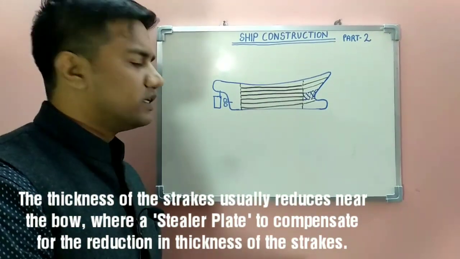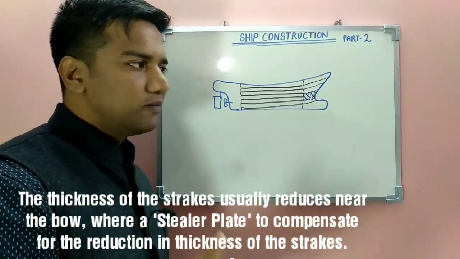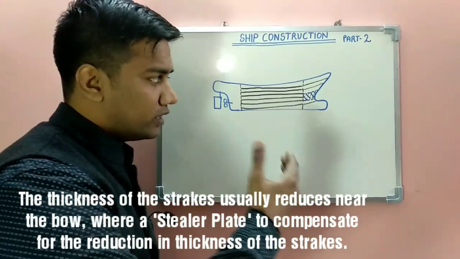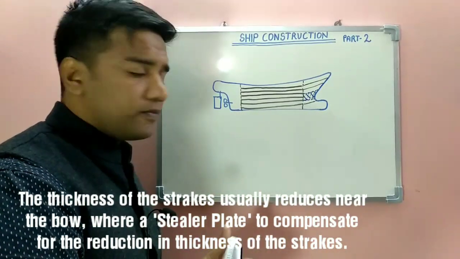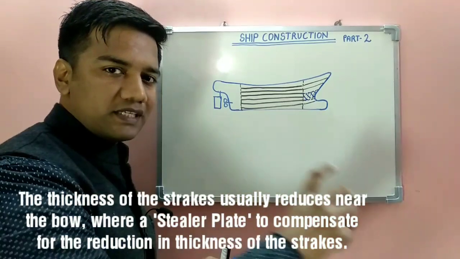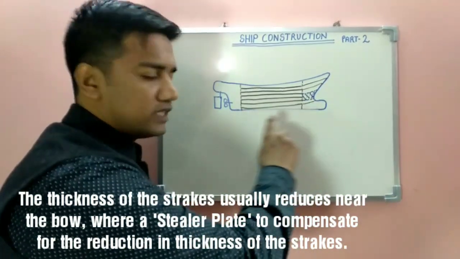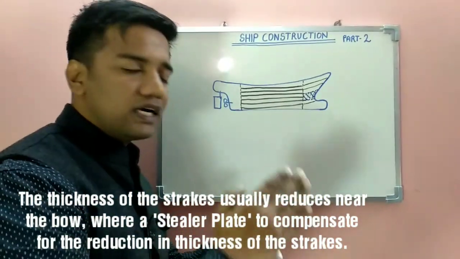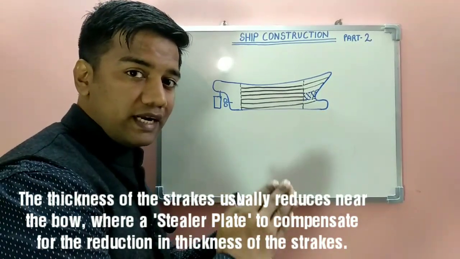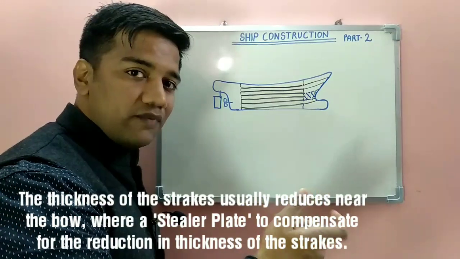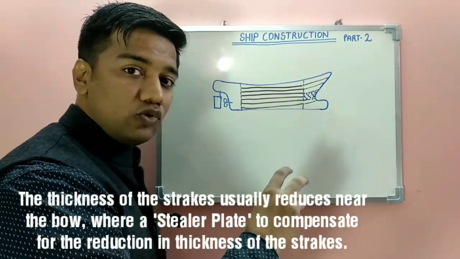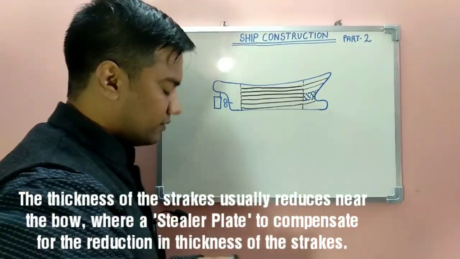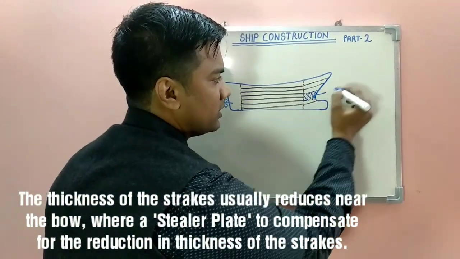So friends, our next definition is steeler plate. Now steeler plates are present in the forward region of the ship or near the bow where the ends taper. The strakes which are present in the parallel middle body section are of constant width, and towards the end where the strakes have to taper, the width decreases. Hence, to compensate for this decrease in width, a single plate is used instead of two strakes. This plate which is used instead of two strakes is called your steeler plate. So this plating over here which you are seeing is steeler plate.